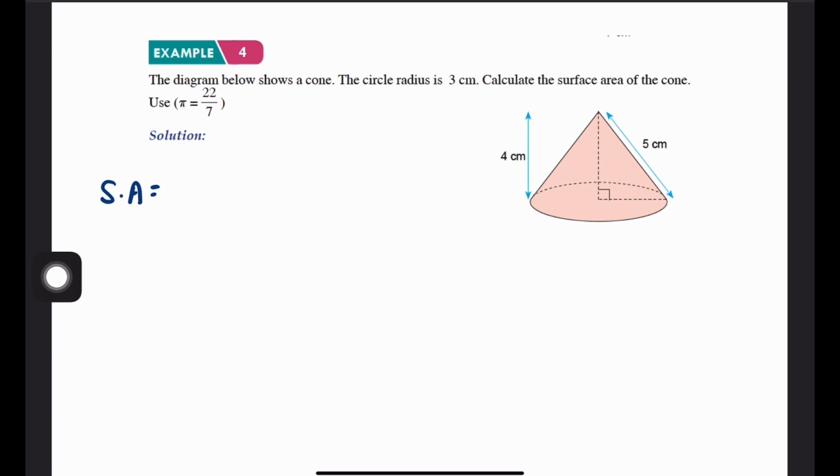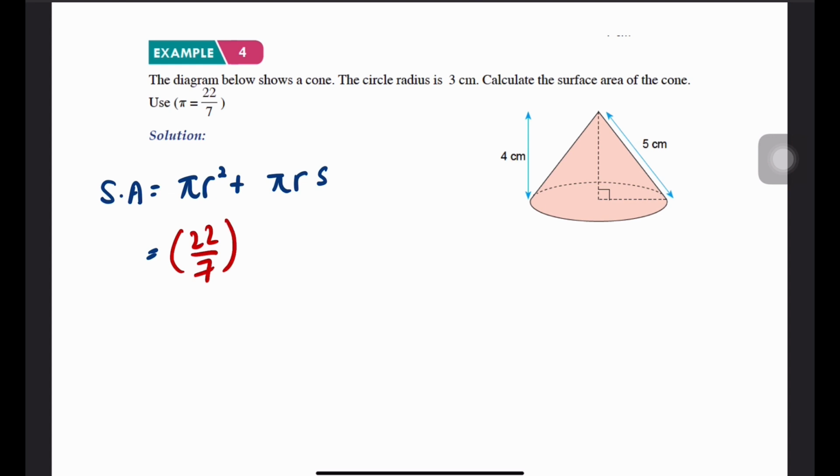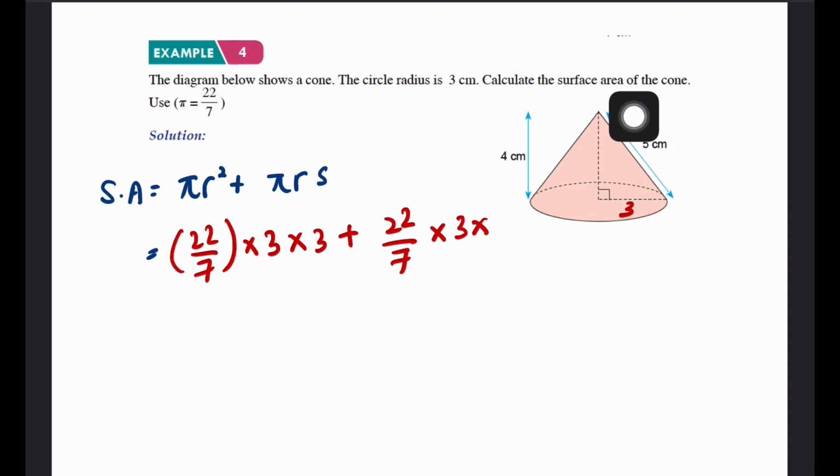Tapak bulatan, luas bulatan pi r square, plus yang saya ingat yang curve area ni pi r s. So pi is 22 over 7. R is, from the question, 3. So times 3 times 3 plus pi times radius is 3 times the s, yang saya ingat ni, 5.